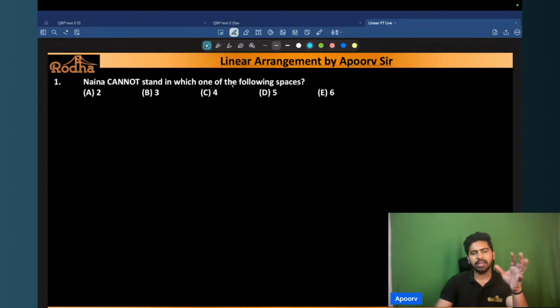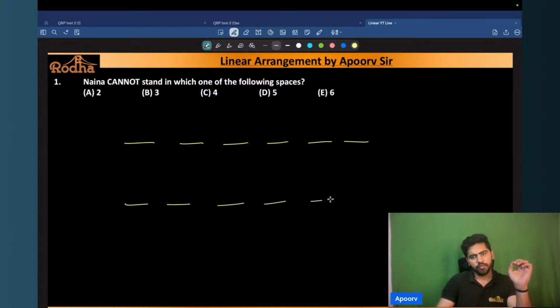Now it says Nana cannot stand in which of the following places. Okay, let's see here. I have two possibilities: 1, 2, 3, 4, 5, 6. I'll check for both the cases. So 3, 4, 5, 6. In the first case, Gauti is here, and in the second case, Gauti is here. Now it says Nana cannot stand in which of the following spaces.